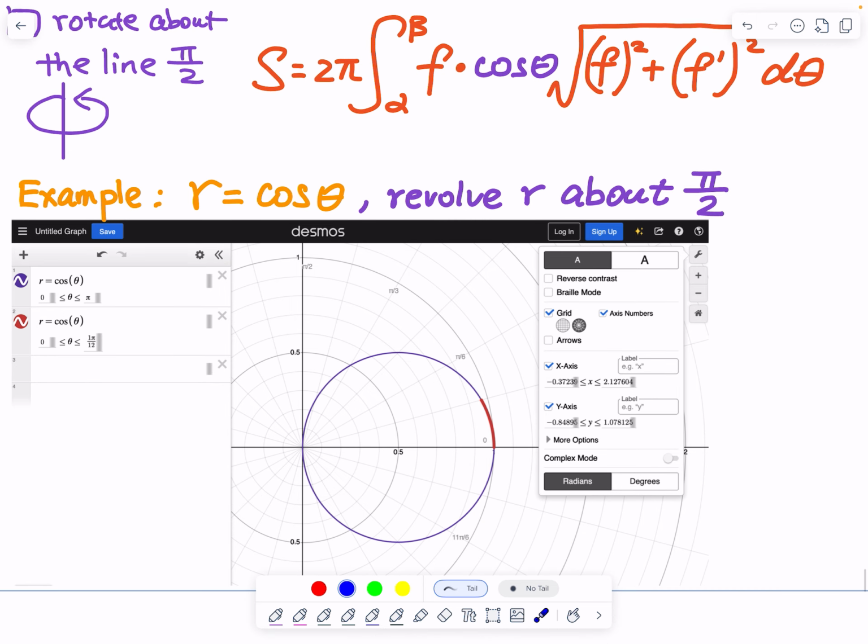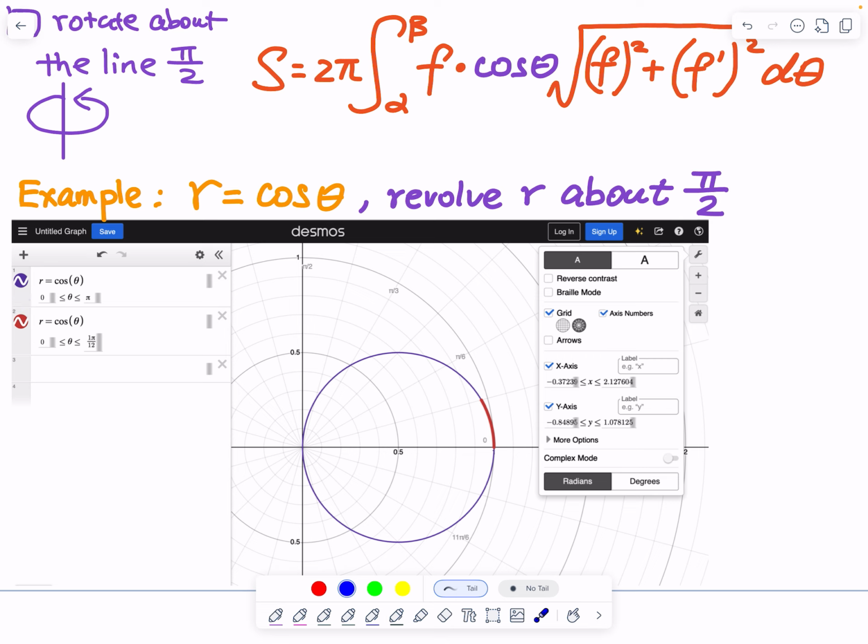You sketch the graph of this polar equation, and that is a circle. 0 to pi is enough to sketch the entire circle. And then in Desmos, I open up another polar equation, r equals cosine theta, and I change it to red. That is easier for me to follow.